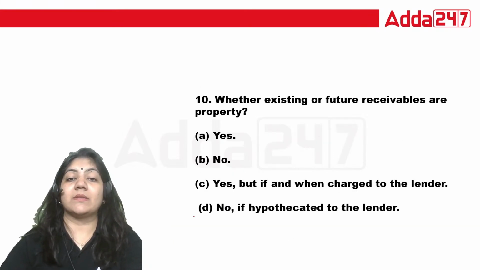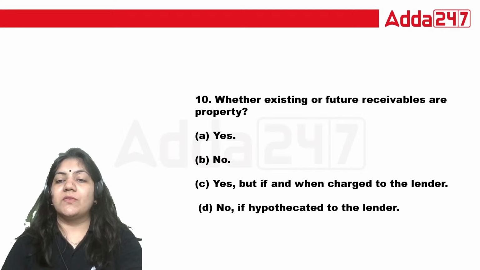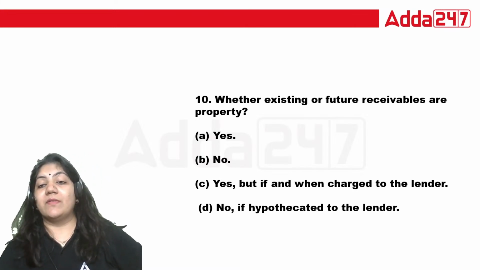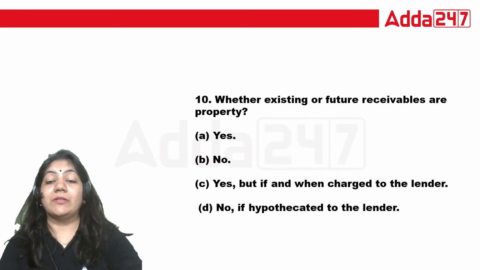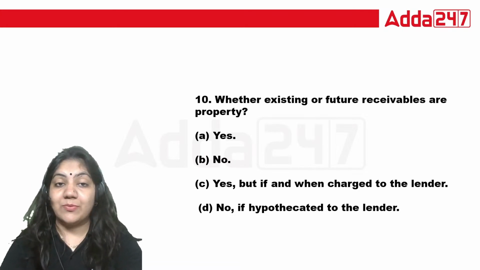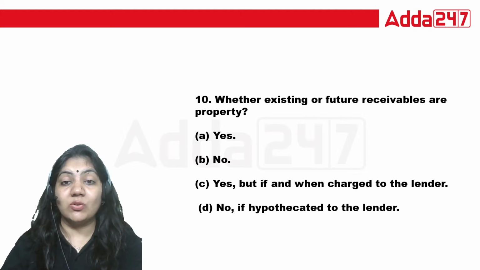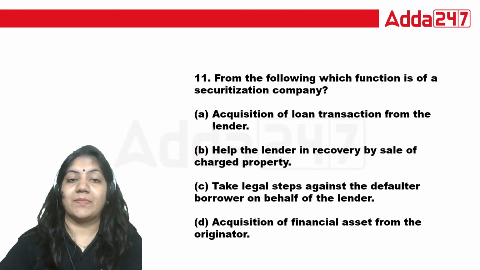Okay, next. Whether existing or future receivables are property. This is yes, no, yes but if and when a charge to the lender, and no if hypothecated to the lender. So what is hypothecation? The implied pledge is called hypothecation. So for the 10th one, the right answer is yes.